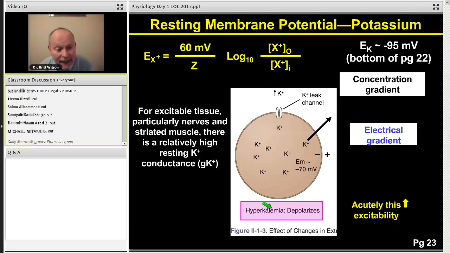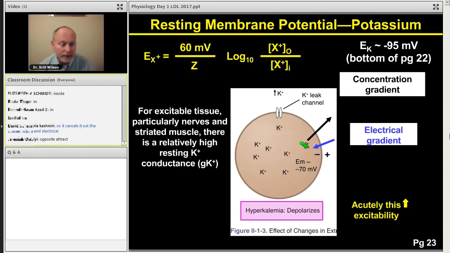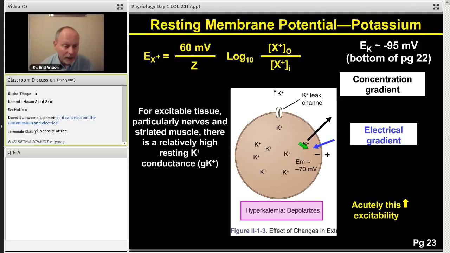All right, what's the electrical gradient? If the cell's sitting at minus 70, inside negative, which way does potassium want to go electrically? It wants to go in. It is a positive charge, attracted by the negative on the inside. So the concentration gradient is to leave. The electrical gradient is to go in. Remember, opposites attract.